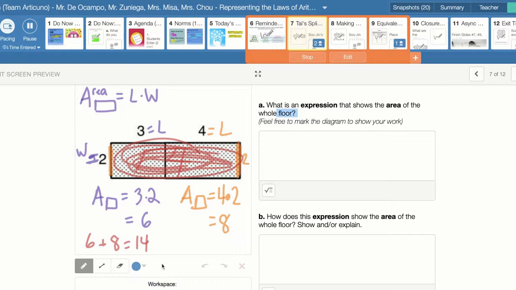All right. Now we know the area. We know that the area of the whole thing is 14. But the challenge is not writing the area. The challenge is what is an expression that shows the area. Okay. So we can't just say area equals 14. That's not an expression. Okay. Remember, an expression is numbers and operations and sometimes symbols. Okay. So how do we write this expression?